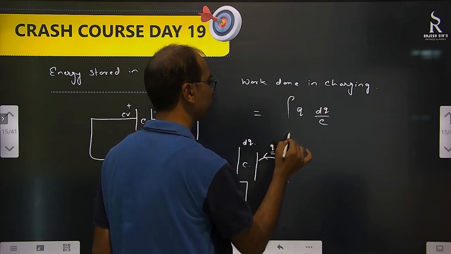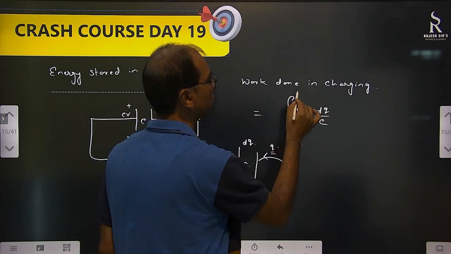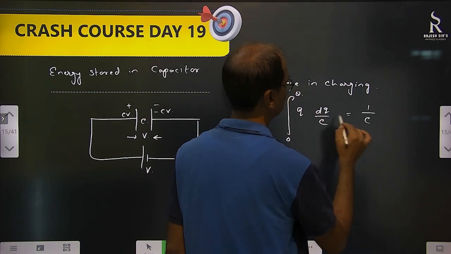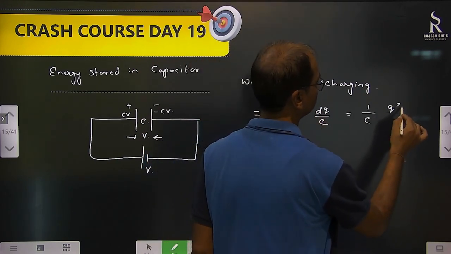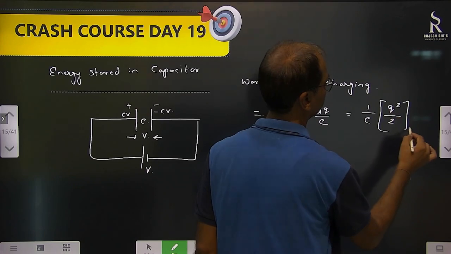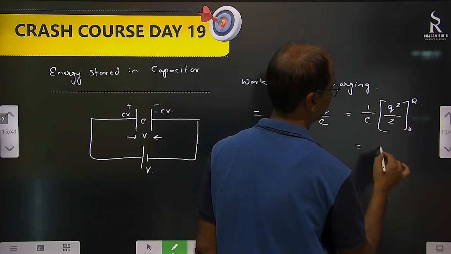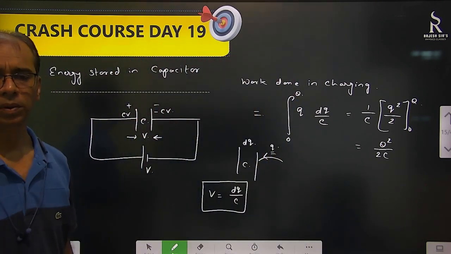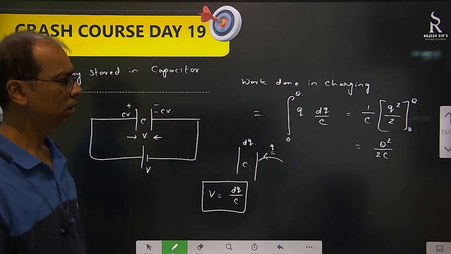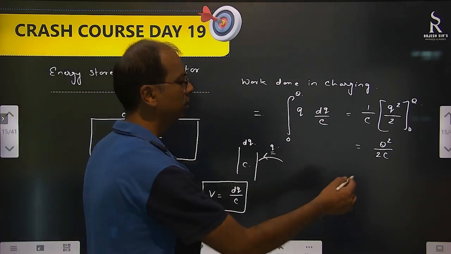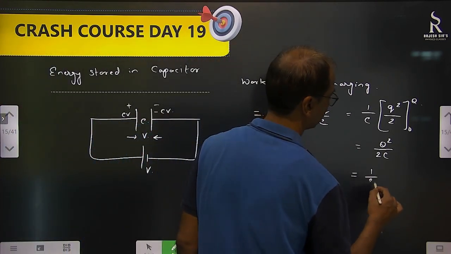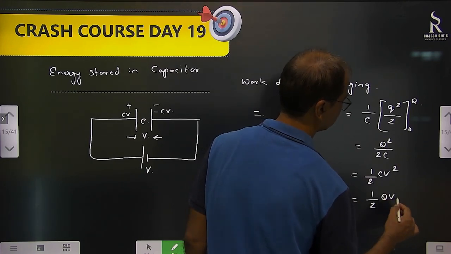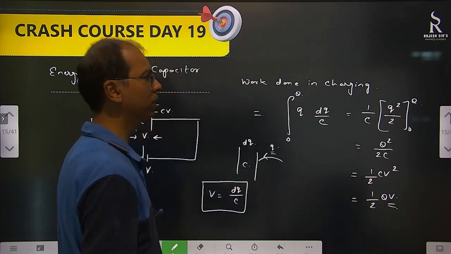Now we are integrating it from 0 to Q, let's say the total charge we want is Q. What's going to come? 1 by C, Q dq means Q square by 2, from 0 to Q. So we got Q square by 2C. This is the energy, or work done in charging: Q square by 2C. This can be written in other forms, that is half CV square, or we can write it as half QV also. So this is the energy stored in a capacitor.